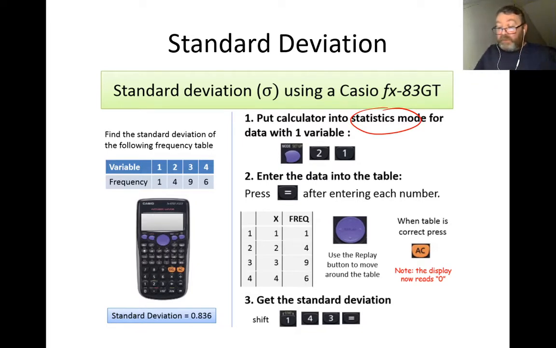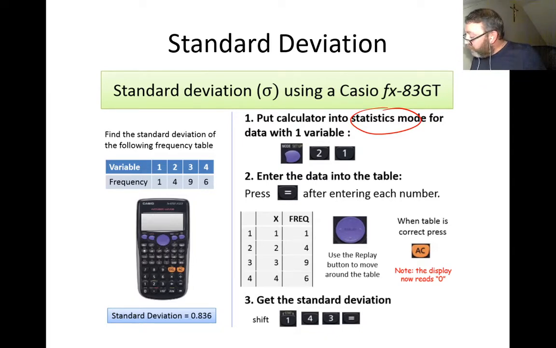Okay, and then all you've got to do, let's just take the example here. Let's take 1, 2, 3, 4 with a frequency of 1, 4, 9, and 6. So into the X column, you're going to put in your 1, 2, 3, 4. So 1 equals, 2 equals, 3 equals, 4 equals. You'll now notice that's on the left hand side.